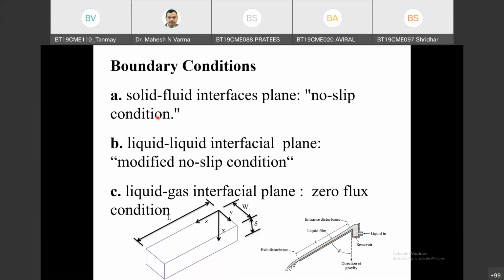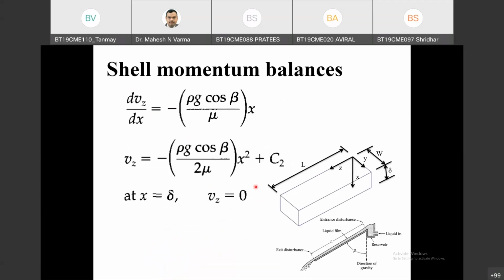So that can be categorized into solid fluid interface plane, no slip condition. So this type of boundary condition can be defined mathematically. At x equals to delta, you can see this is at x equals to 0. If I move delta, I will be reaching this interface. This is liquid solid interface. At this surface, velocity equals to velocity of solid, that is equal to 0. So at x equals to delta, velocity equals to 0.